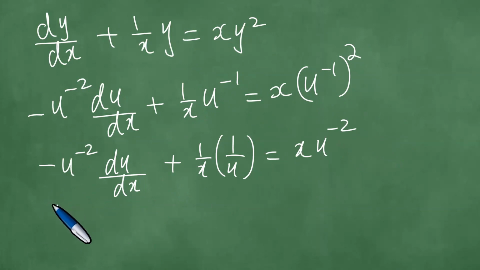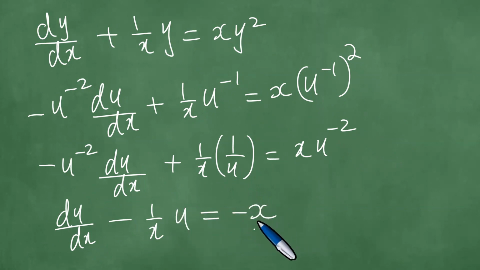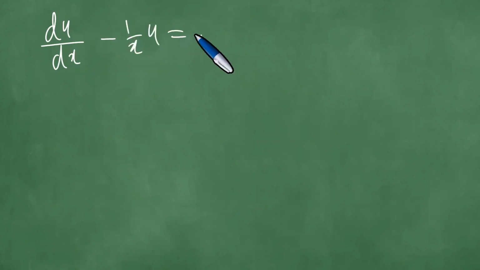We multiply by minus u squared, both left and right. We get therefore du/dx minus 1 over x u, multiplying these by minus u squared, and this is equal to minus x. At this point, this is very straightforward to solve, because what we have is du/dx minus 1 over x u is equal to minus x.